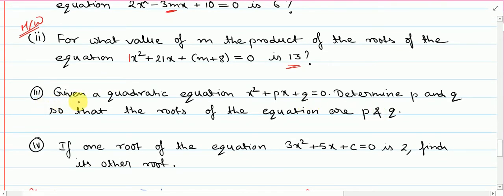Now question number 3. Given a quadratic equation x square plus px plus q equal to 0, determine p and q so that the roots of the equation are p and q. Here this is the given quadratic equation. Clear? And we need to determine the values for p and q such that the roots of the equation are p and q only. Okay, so let us see.